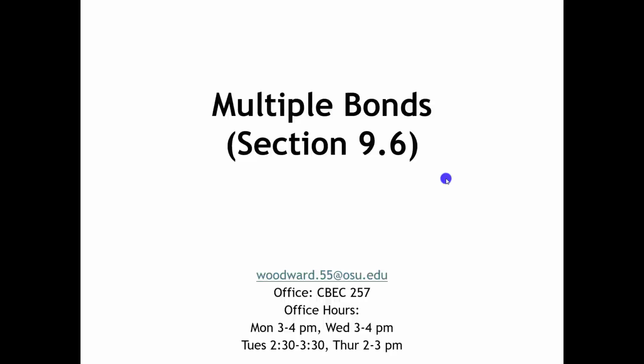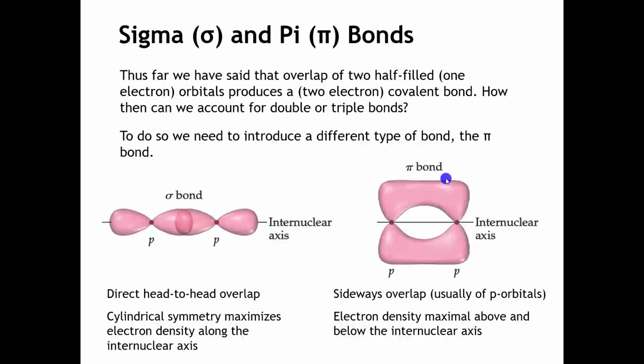Okay, now let's move on to section 9.6, where we talk about multiple bonds. Thus far, the picture that I've been painting is one where you have two orbitals that, let's say, point toward each other on different atoms. They overlap, they give you this covalent bond. And we've said that bond can hold 2 electrons. So that's enough to give us a single bond.